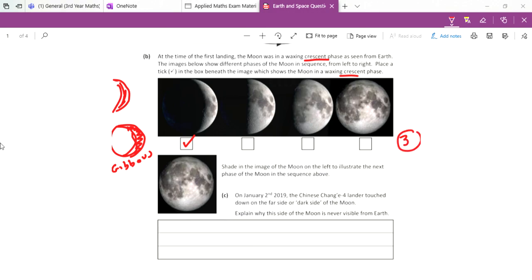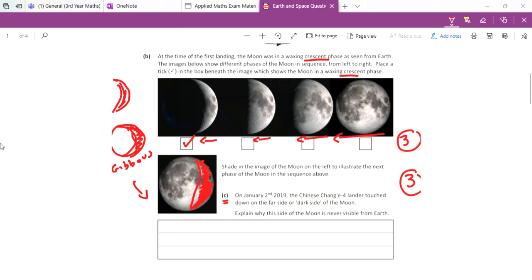Next question. Shade in the image of the moon on the left to illustrate the next phase of the moon. So the next phase of the moon, as you can see here, it's getting darker from left to right, or you could say it's getting brighter from right to left, brighter and brighter. You're seeing more of the moon as we go from left to right. So the next phase will be as the darkness starts to come from the right. So the moon will now start to become shaded here, and we'll have what I just mentioned was a gibbous, and that's worth 3 marks.